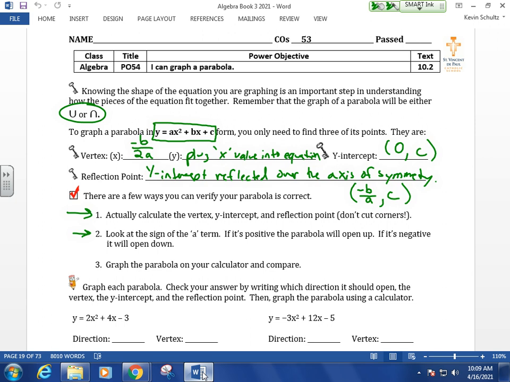And there are no exceptions. And then number 3, which I don't think any of you use regularly, a graphing calculator. But you can graph parabolas on these calculators.